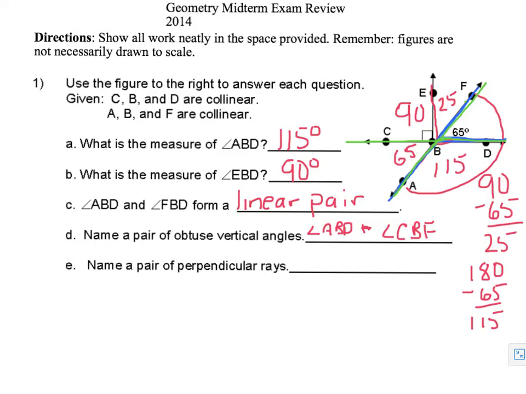Name a pair of perpendicular rays. Perpendicular means they form a right angle. Rays have one endpoint and extend indefinitely. They form a right angle, so I can pick ray BD and ray BE. And that's number 1.